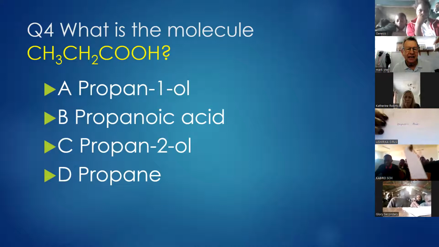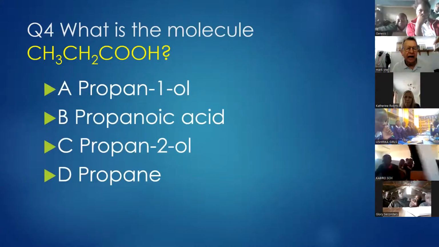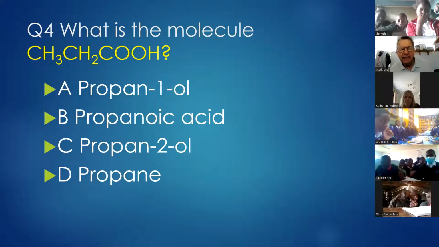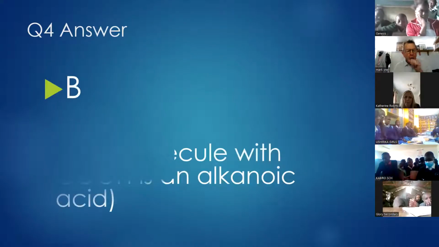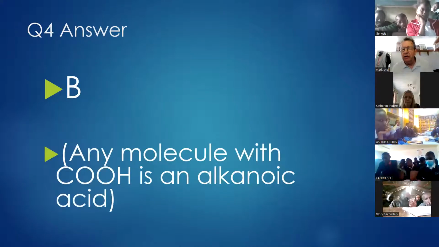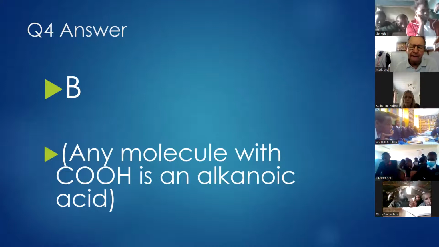The right answer is B. Give yourself a point for B. Look at it again. CH3, CH2, COOH. That's 3 carbons, so it's got to be prop. That doesn't help us. But COOH, 2 O's, makes it an alkanoic acid. Get used to looking for the COOH and you'll be all right.